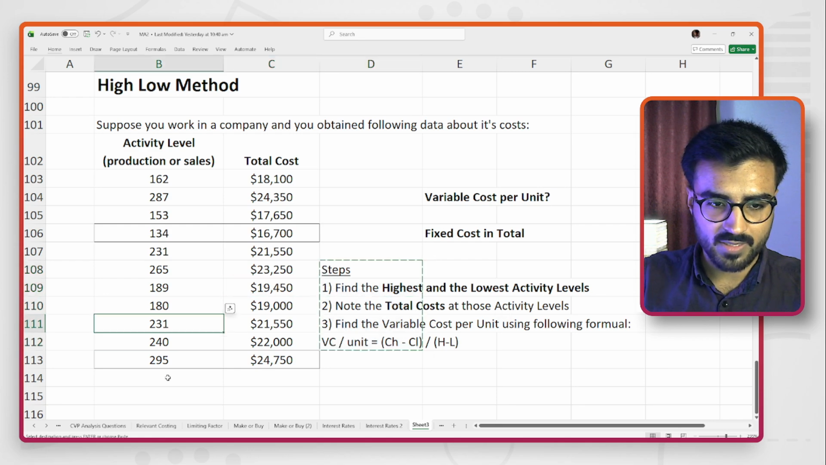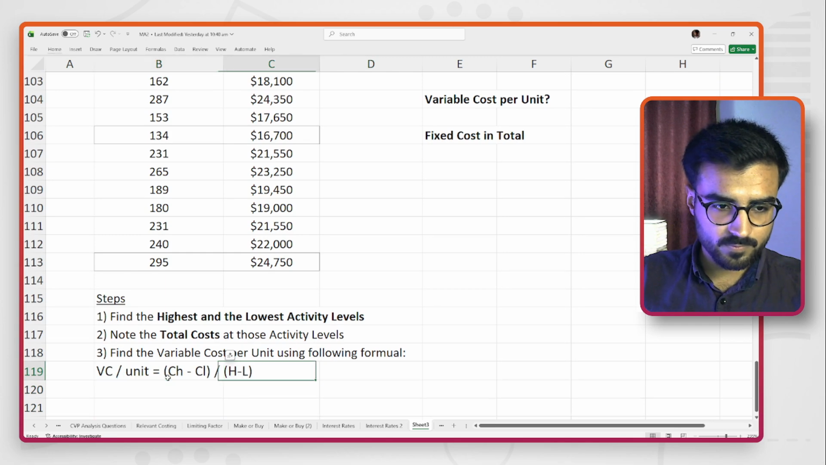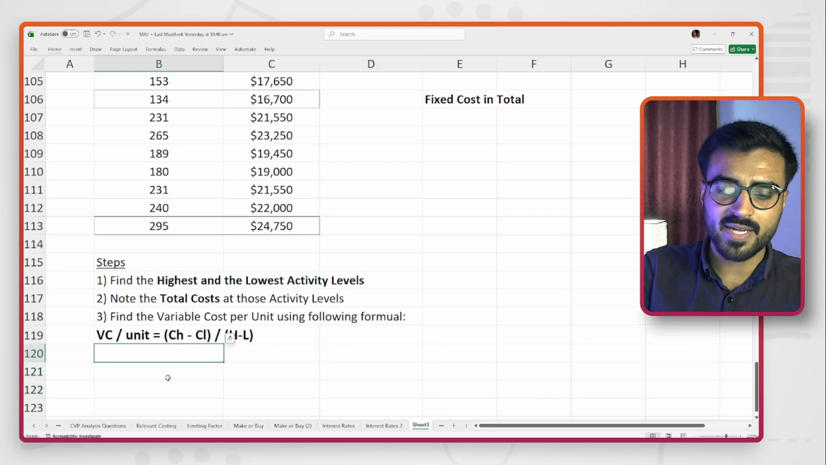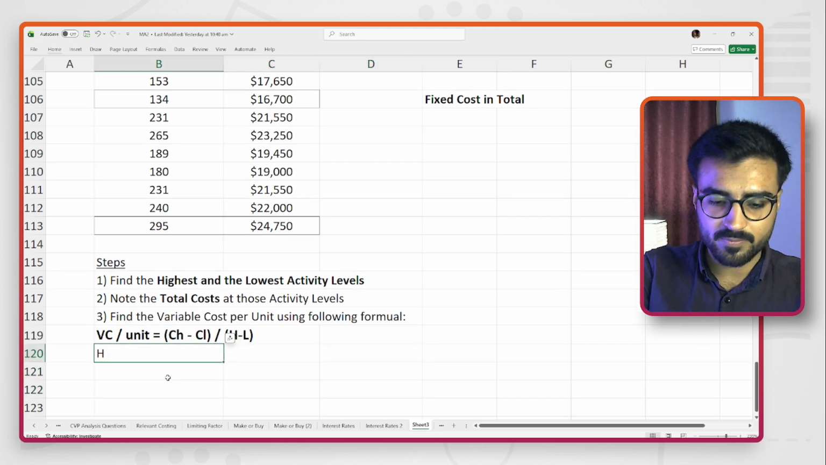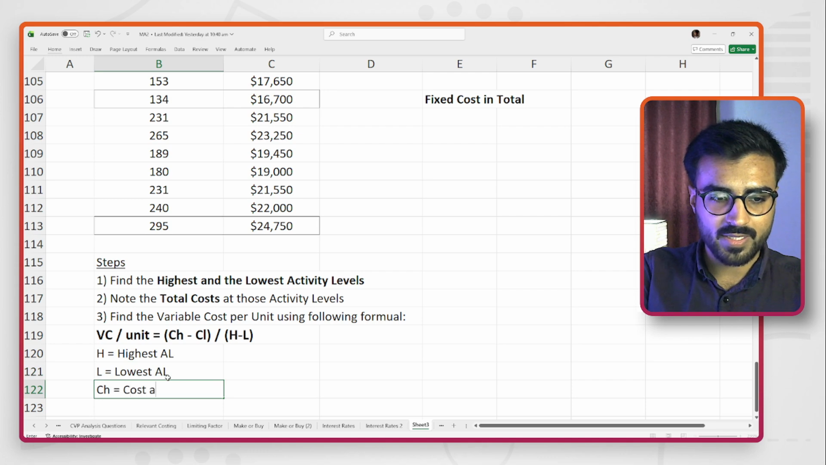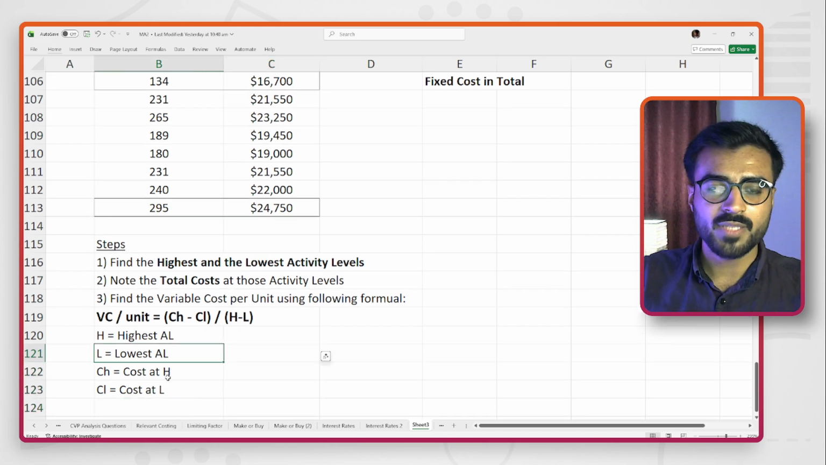So what is CH and what is CL? What is H and what is L? H is the highest activity level, L is the lowest activity level, CH is the cost at highest activity level, and CL is the cost at lowest activity level. Okay, so this is the formula for variable cost per unit.